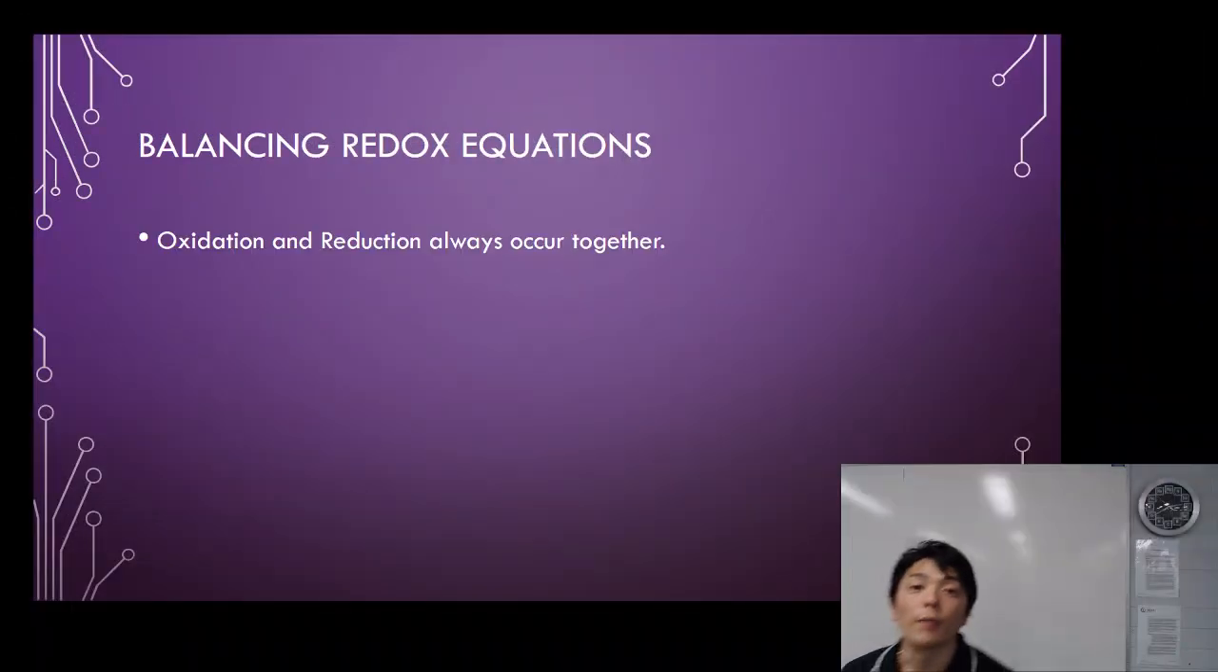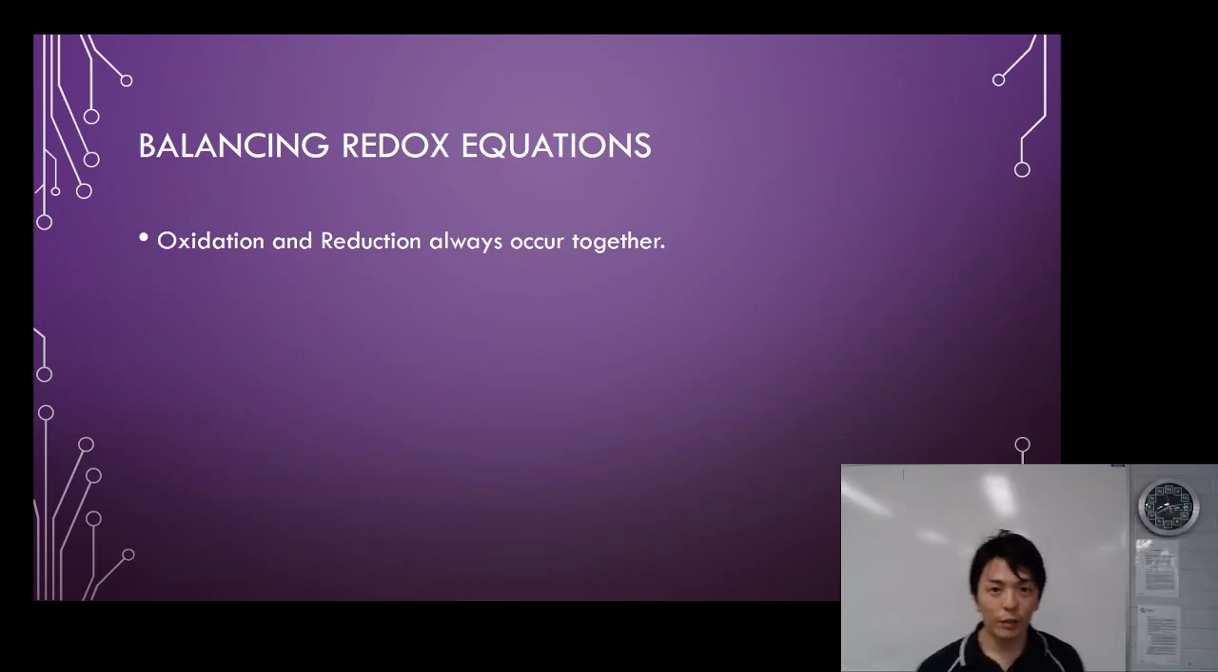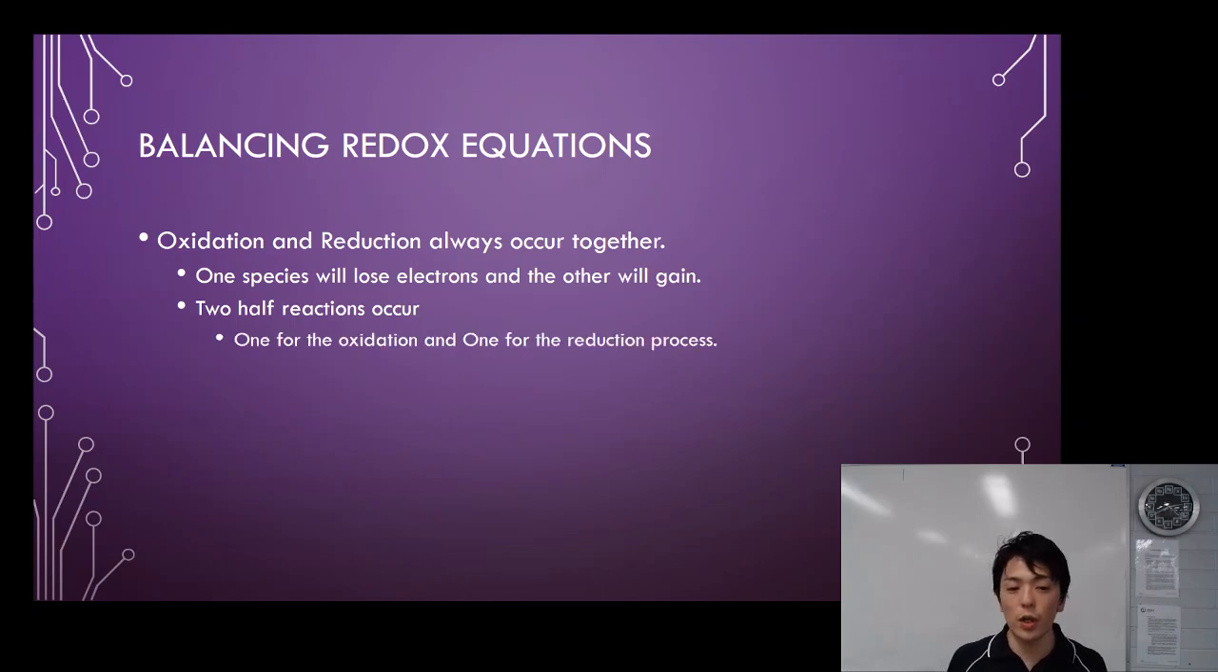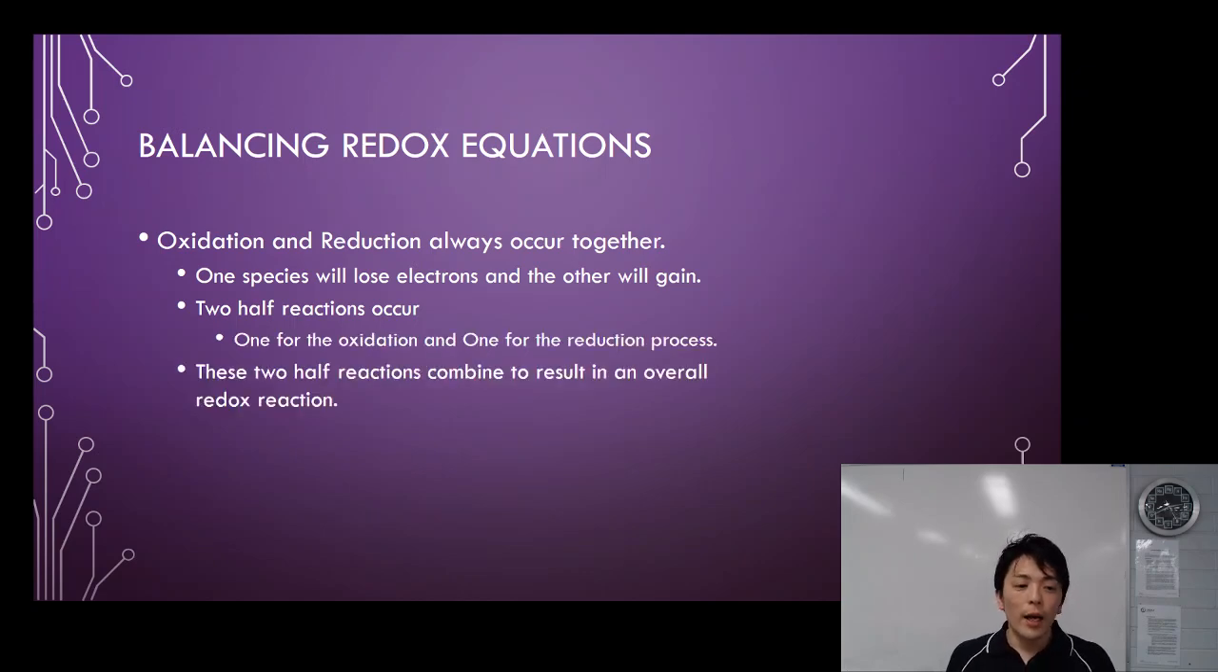Because we are dealing with redox reactions, oxidation and reduction always occur at the same time. One species will lose electrons and one species will be gaining electrons. Without the transfer of electrons, it's not a redox reaction. In a redox reaction, there are always two half reactions, one for oxidation and one for reduction. These two half reactions can be combined to show an overall redox equation.